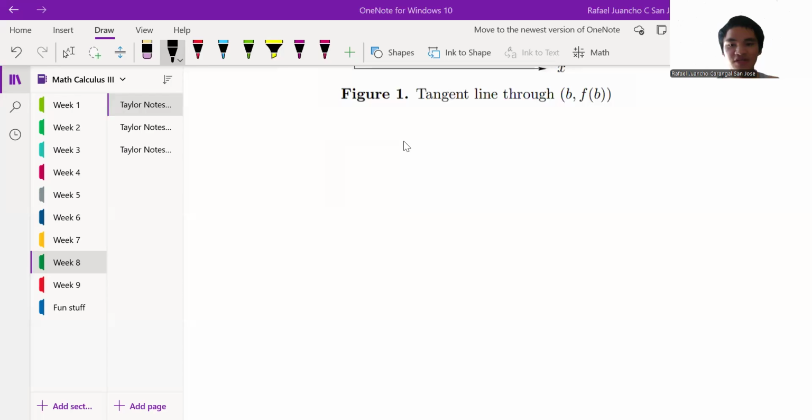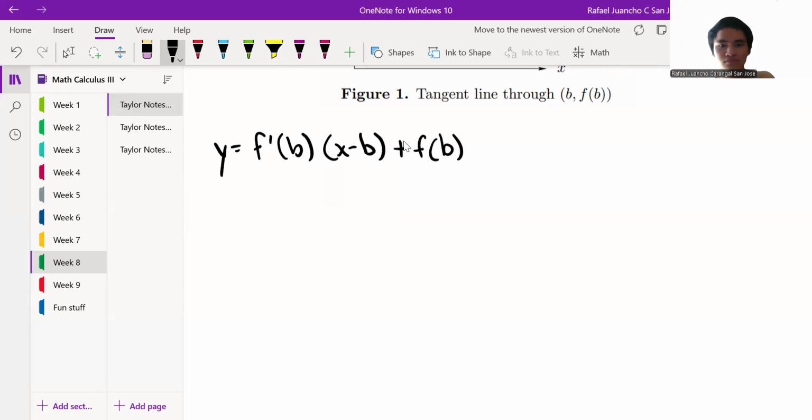And so we found that the tangent line was useful for approximating complicated functions, right? The graph of the linear function is close to the graph of y equals f of x if my x is near b, right? So we say that this thing here is close to y equals f of x.